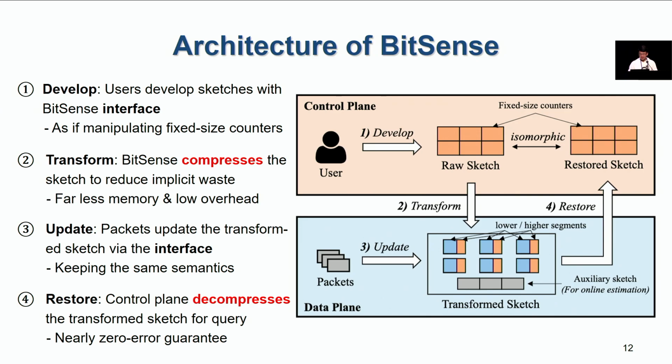Step 2 is that BitSense compresses the sketch to reduce implicit waste. It consumes far less memory than before at a low overhead. Step 3 is that packets update the transformed sketch via the interface, which ensures the same semantics as before. The last step is that the control plane decompresses the transformed sketch for query. It produces a restored sketch that is isomorphic to the raw sketch. Moreover, it provides a nearly zero error guarantee.